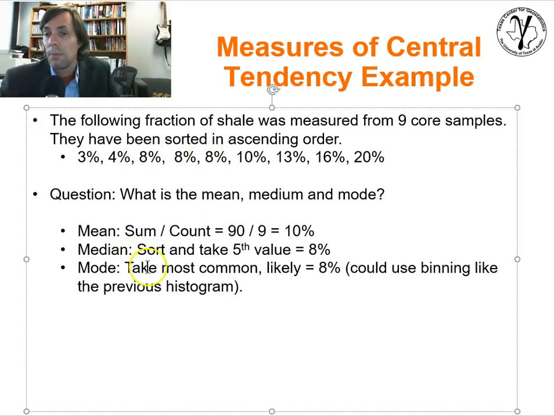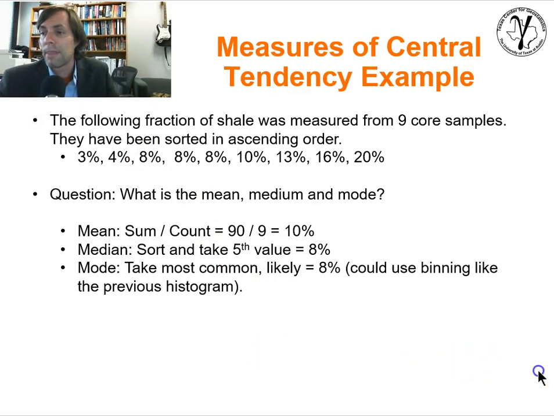Then for the mode, you take the most common value, and so we have 3 values that are 8%. And so you'll take that as your mode. You could also use some type of binning if you were to do a histogram display and so forth. But here we'll just simply say the value which is most common.